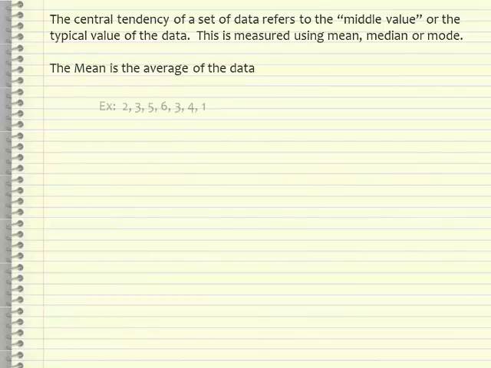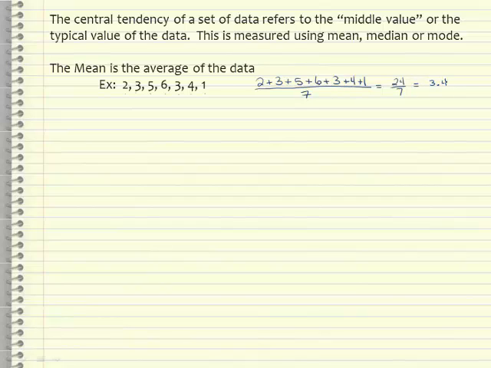The mean is the average of the data. So for example, if we have 2, 3, 5, 6, 3, 4, and 1, to find the average, we add those together. And we divide that by the total number of numbers. So we have 1, 2, 3, 4, 5, 6, 7 numbers. So we'll divide by 7. So we get 24 divided by 7. And so our average or mean is 3.43.